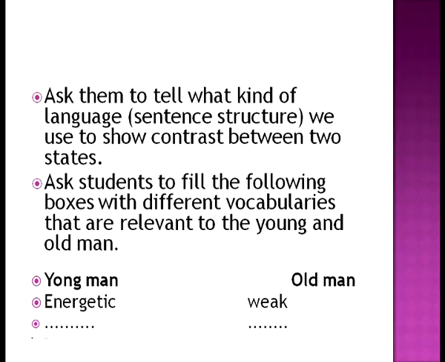We may ask our students to fill the following boxes with different vocabularies that are relevant to the young and old man. So, you can give the table young man and old man. For example, for young man, energetic, old man, weak, and they may go on writing adjectives for young man and old man. So, this will be a practice in vocabulary. So, this will help them develop their vocabulary.